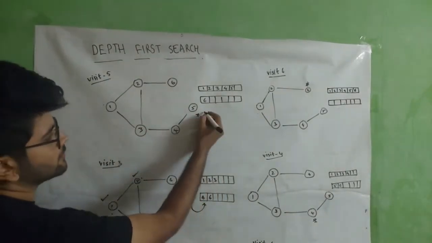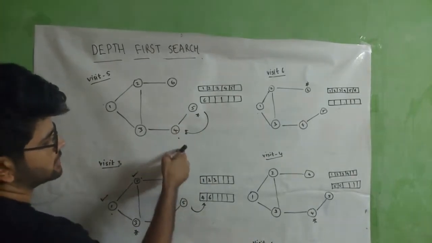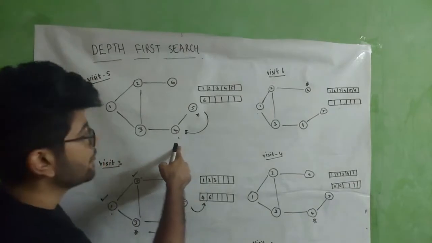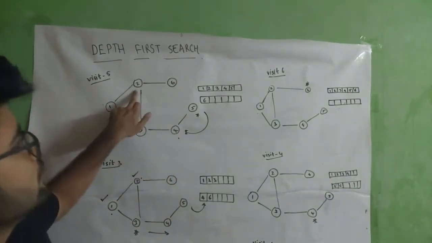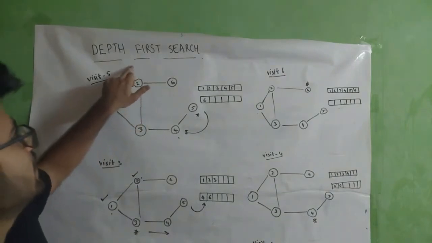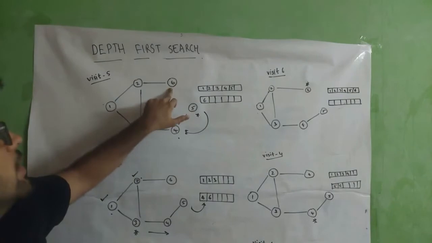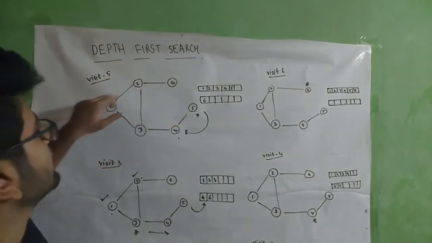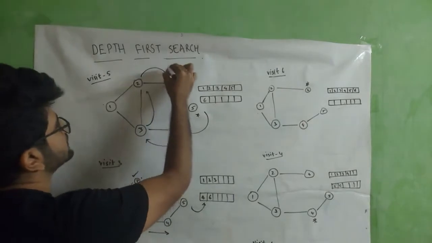So what do we do? We go back from 5 to 4. There's no new vertex to be explored at 4. There's no new vertex connected to 4. So we move from 4 to 3. There's no new vertex at 3. So we go back to 2. From 2, we see if there's any other vertex it is connected to. Yes, I did not explore 6. So I'll go from 4 to 3, 3 to 2, and 2 to 6.